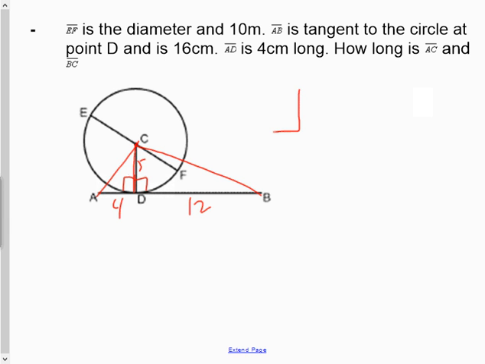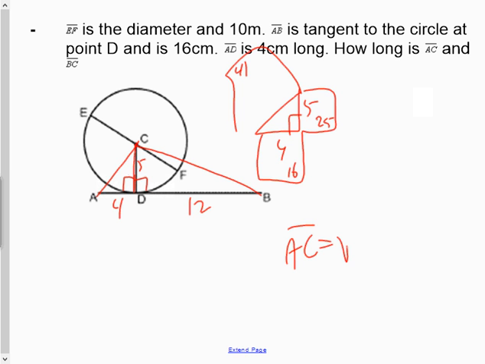So if I draw those separately, this being 5 and this being 4, this is 25, this is 16, this is 41. Therefore, AC will be the square root of 41, or approximately 6.3, 6.4, 6.5, I don't know.